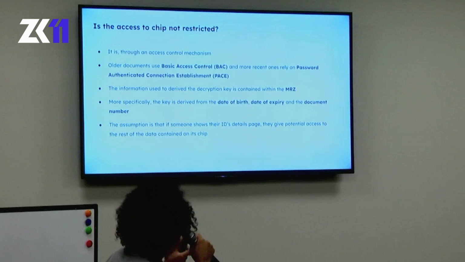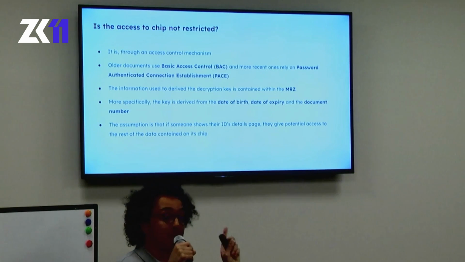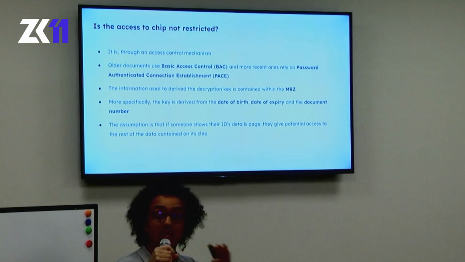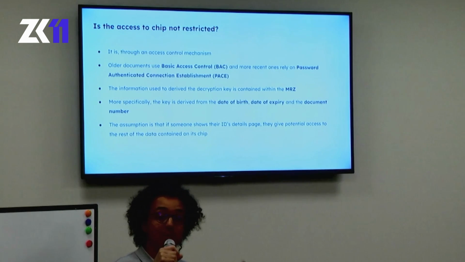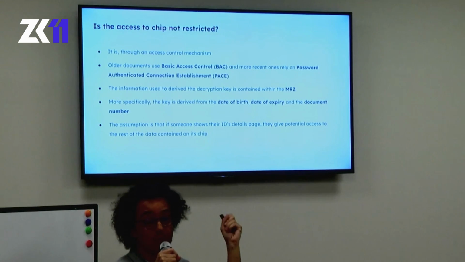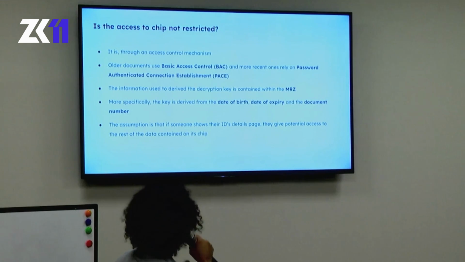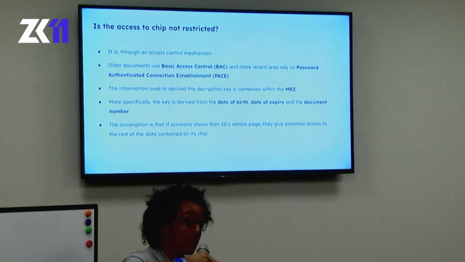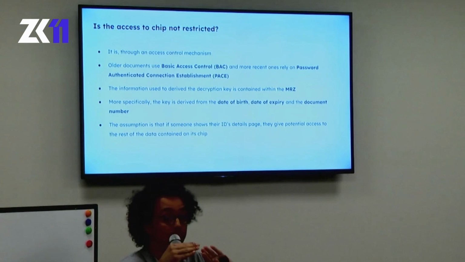And the way you authorize is through the MRZ, which is why it's important. You have data contained in it, like the date of birth, date of expiry, and the document number. That allows you to derive a decryption key and encryption key that you can then use for the rest of the protocol, the BAC or the PACE. So the assumption is that you need to open your passport in order for people to actually access the rest of the data, or flip your ID card and show the MRZ.